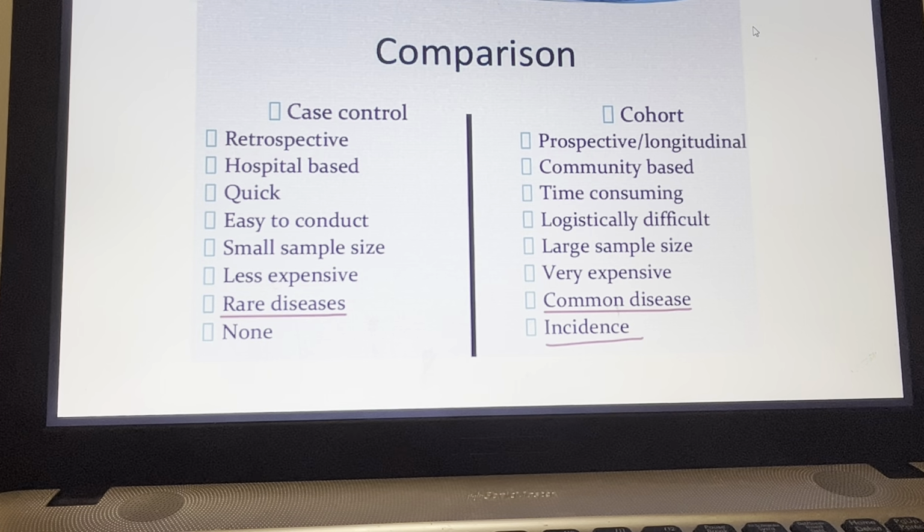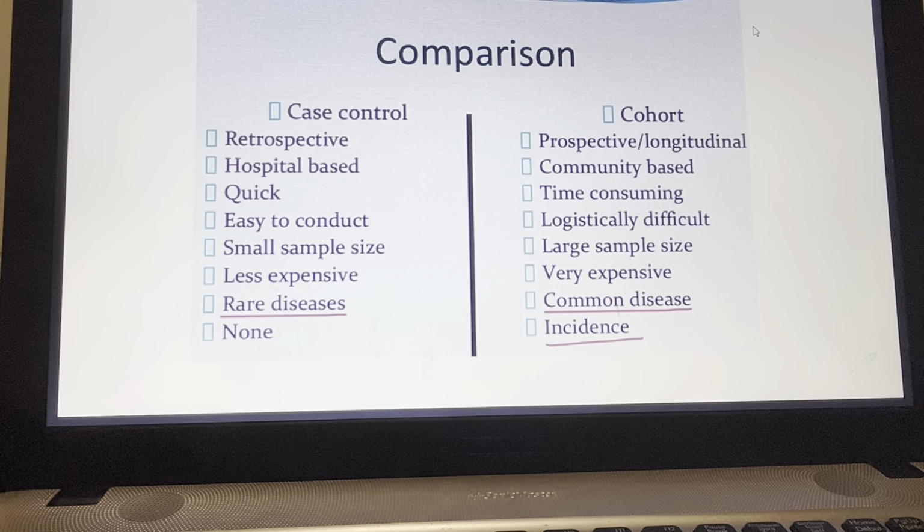Sample size is small in case control, and in cohort it's a large sample size. Case control is less expensive, whereas cohort is more expensive. Case control is used for rare diseases, whereas cohort is for common diseases. And thus cohort measures the incidence.